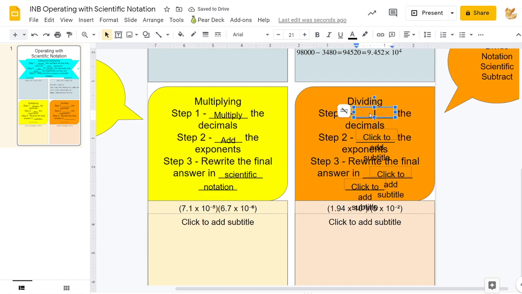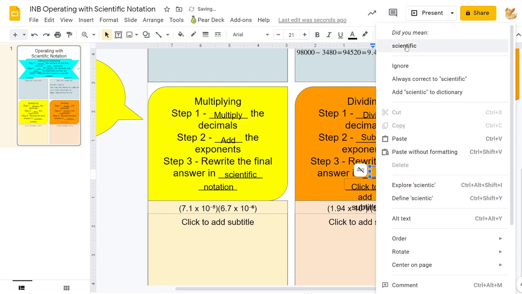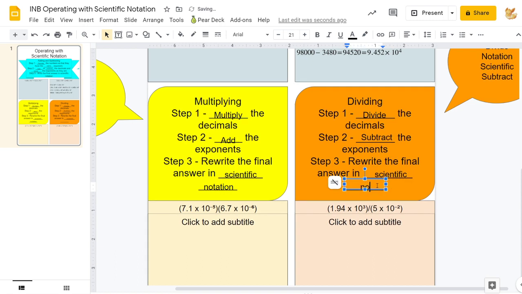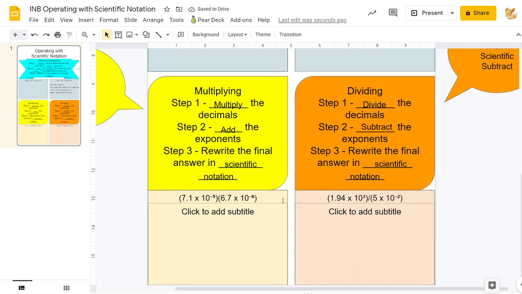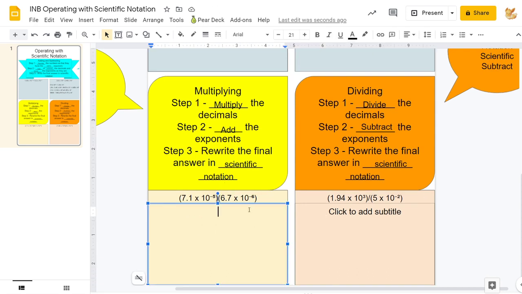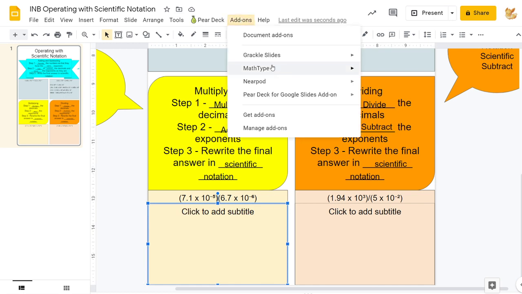And then here, it's the same thing, but instead of multiply, you're going to divide. Instead of add, you're going to subtract. And then your answer is going to be in scientific notation. If I can spell scientific right. So right click, scientific, there we go. Notation. Okay. So for these, you're going to multiply. I'll set it up for you guys, just to show you what I mean.